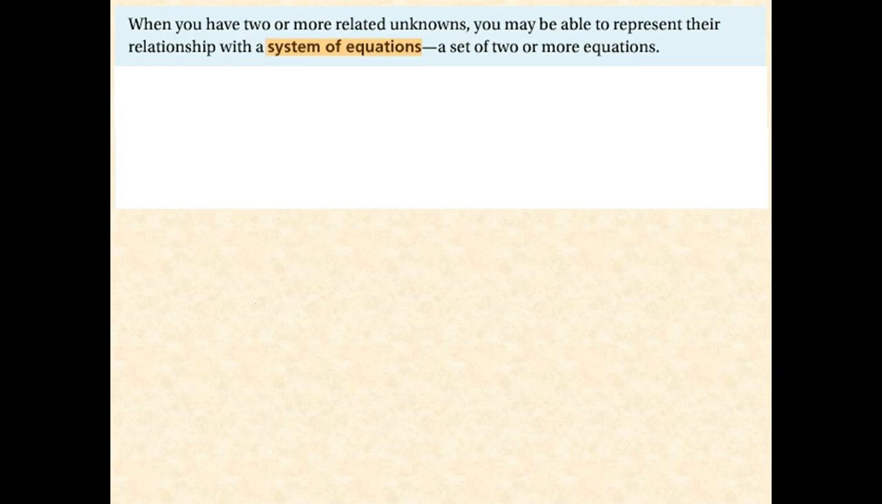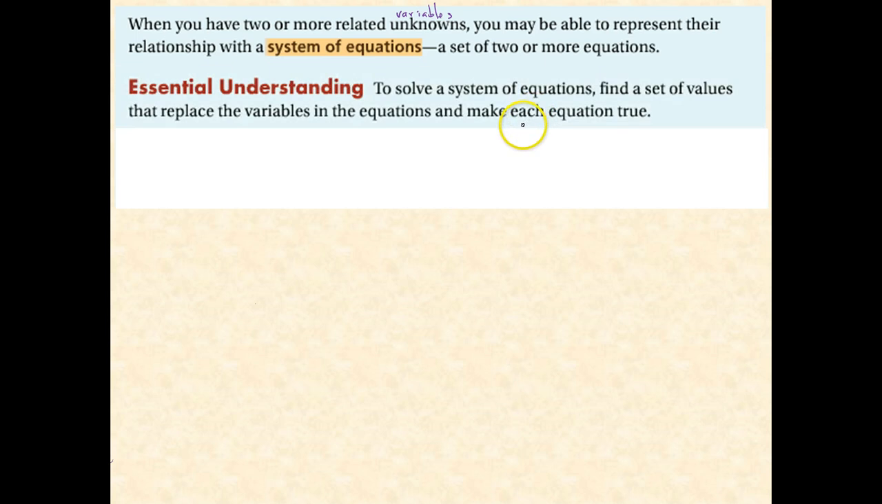So, when you have two or more related unknowns, also known as variables, usually we see x and y, right? You may be able to represent the relationship with a system of equations, which is just a set of two or more equations. That's what a system is. To solve a system, we need to find a set of values that replace the variables in the equations to make each equation true. So if we're dealing with x and y, we need to find pairs of x and y values that make both equations true.